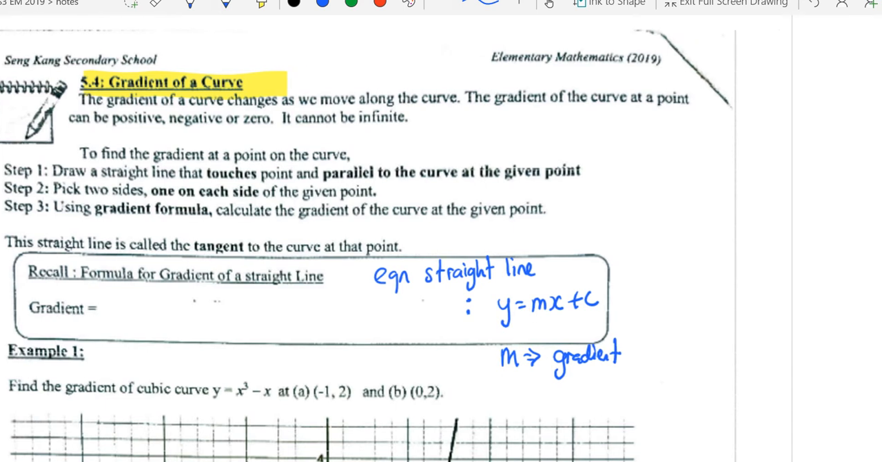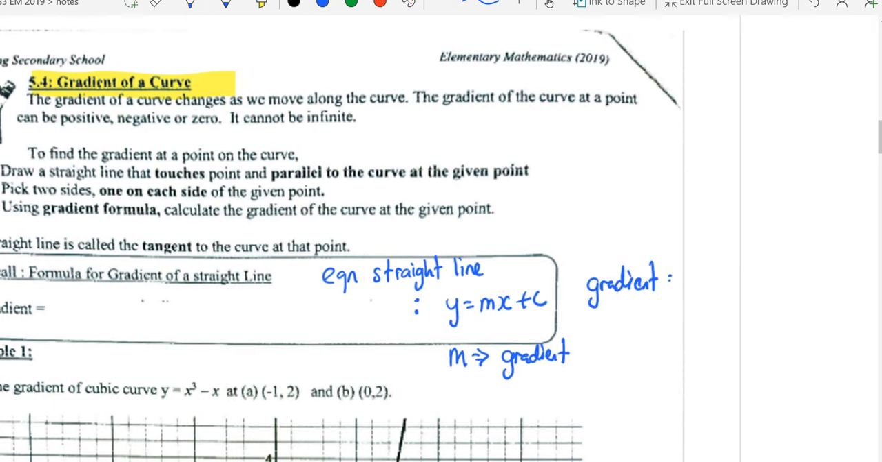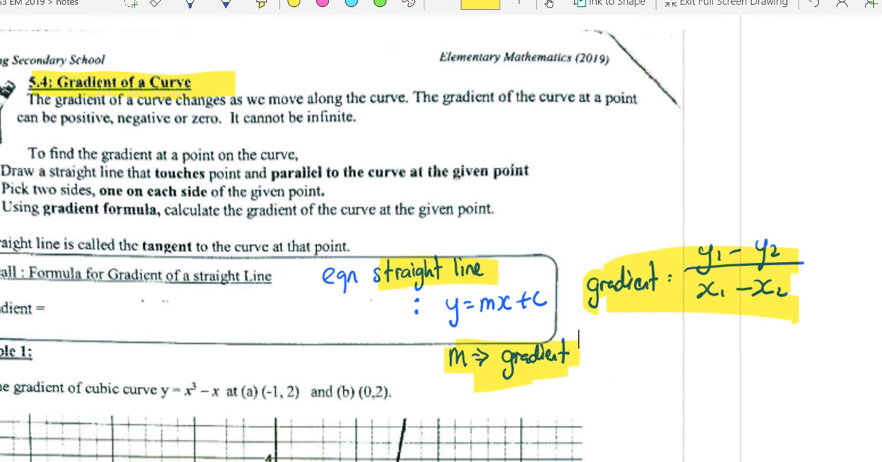May I ask you again, to calculate gradient, what must you do? y1 minus y2 over x1 minus x2. Is this all okay? All this comes under recap. But the keyword here is straight line. So for a straight line, gradient is like that. Gradient is m. Everything is easy. But now in set 3 we learn something more advanced. Nigel, we learn gradient of a curve.